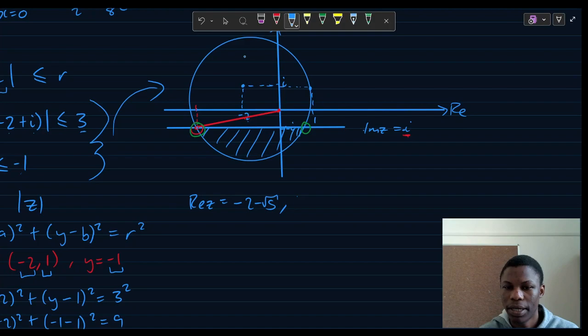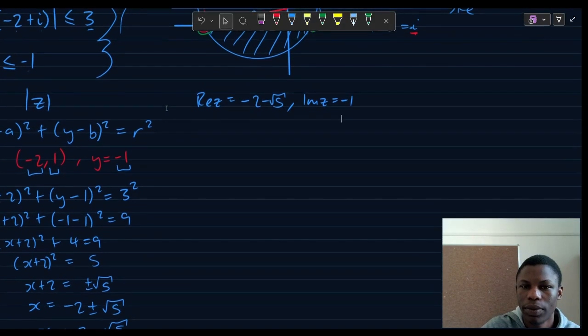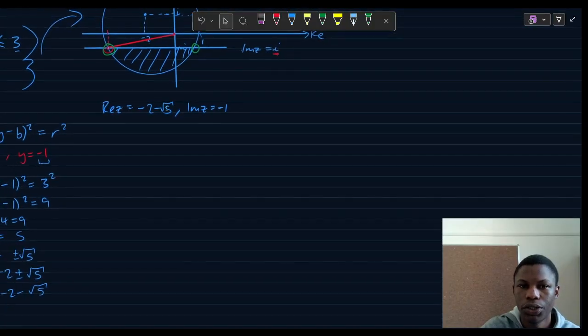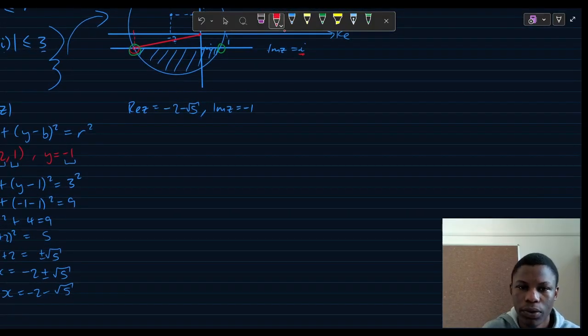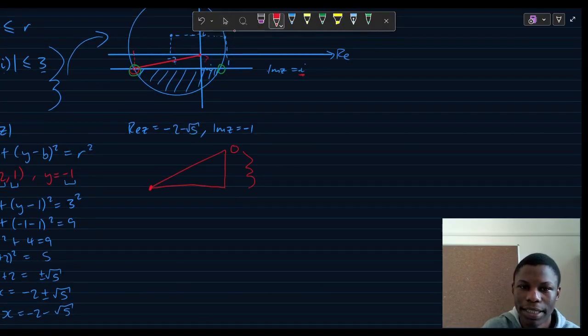And our imaginary part is negative 1. And so now that we know that, we really can just use Pythagoras. Because if we redraw this, where this is the origin and this is the point that we're interested in, it means that the distance here, that's just the distance in the imaginary axis. That's this part, which is just negative 1. But if we're looking at distance or measurements, then we can take that as a positive 1.